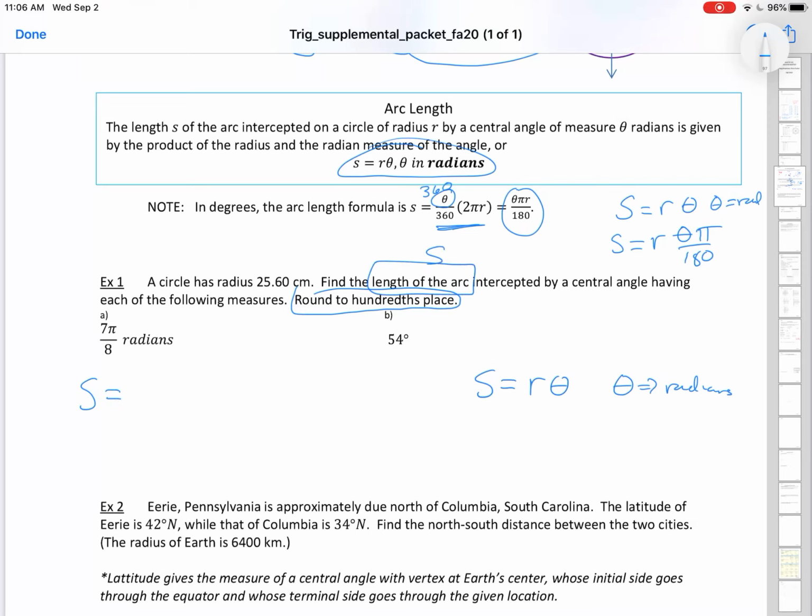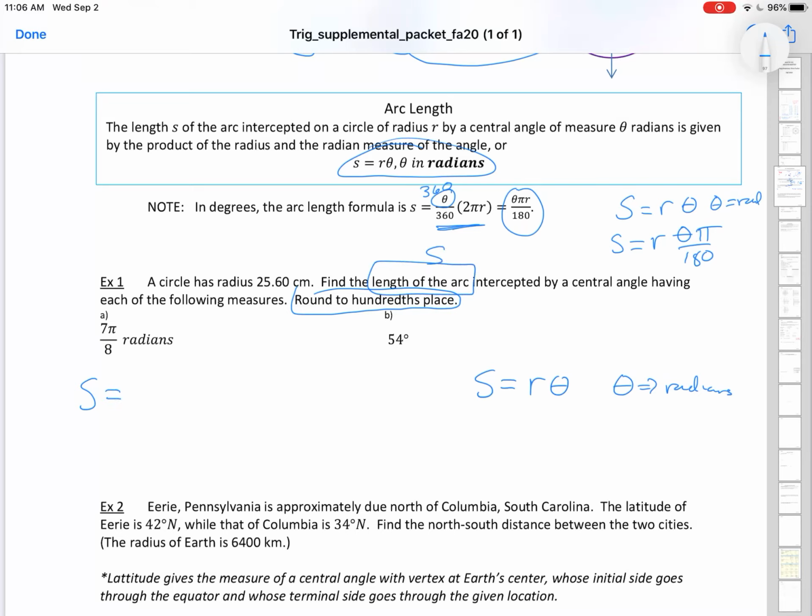Given to me, 7 pi over 8. And so we're going to grab our calculator and we're going to type in 25.60 times 7 times pi divided by 8. And we're going to get an answer there. Sorry, oh yeah, divided by 8. I had mistranslated it in my notes. And so we're going to get an arc length of 70.37.